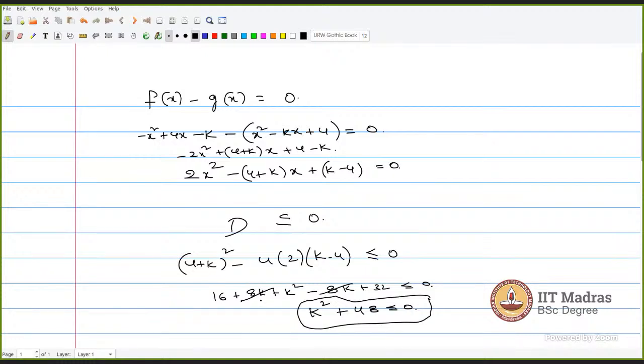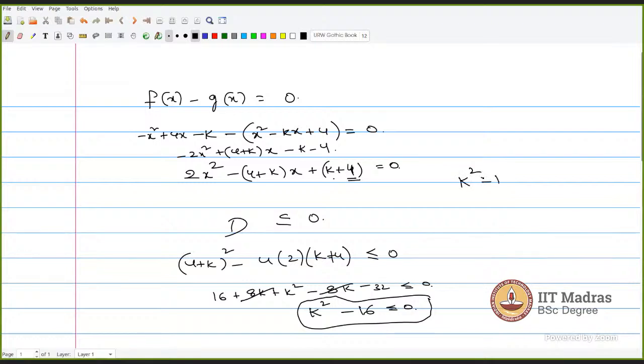16 plus 8k plus, sir, I think we get minus of k minus 4, sir. Minus 4 minus k, sir, constant. 4 minus k, yes sir. Minus k minus 4, and it is minus 2, no? So this is minus k minus 4. So this will be k plus 4. That will be minus, so this is also minus 2. Minus 32 we will get, sir. This is minus k square minus 16 less than or equal to 0.